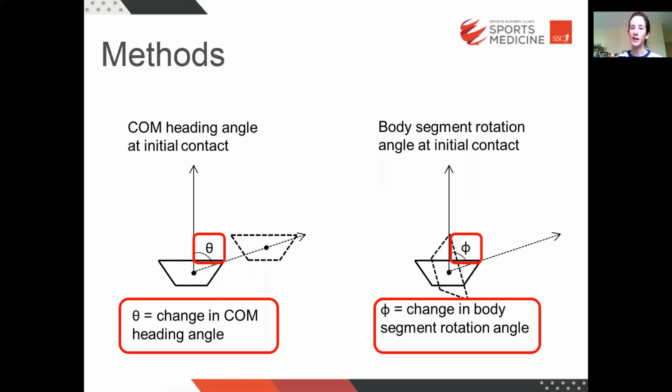We also calculated center of mass velocity in the horizontal plane at initial contact, although interlimb differences in this variable have already been published by our group in an overlapping patient cohort. Paired student t-tests were used to compare cuts off the non-operated leg with cuts off the operated leg for these variables.